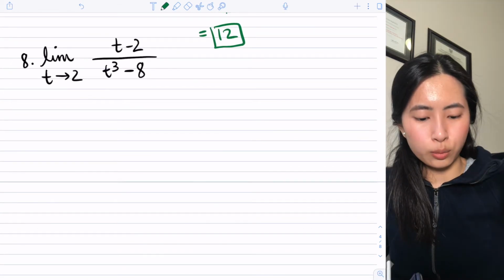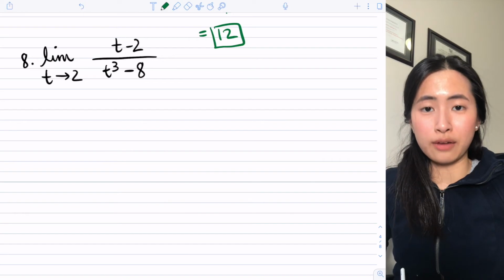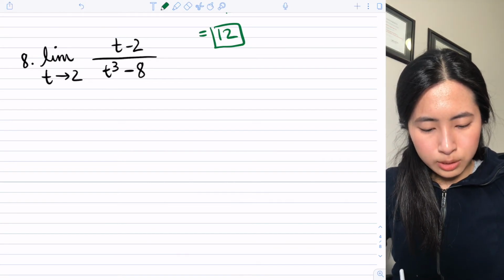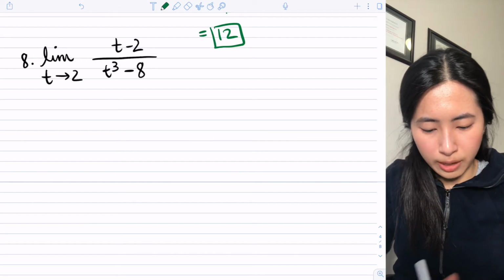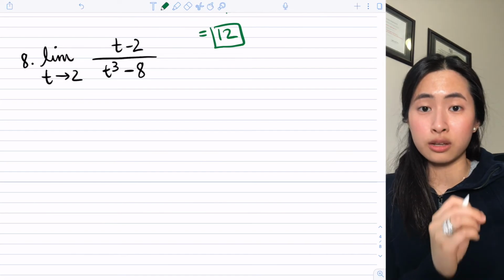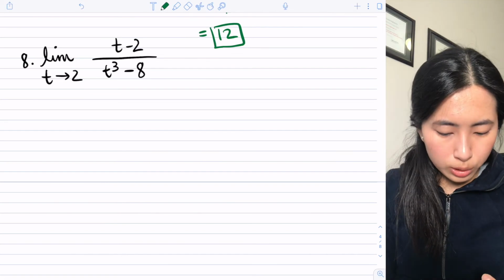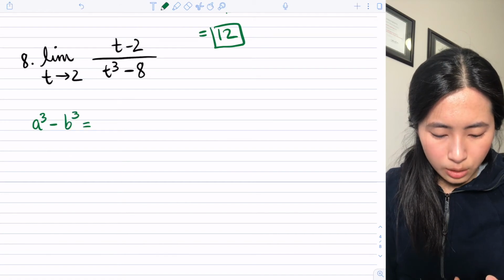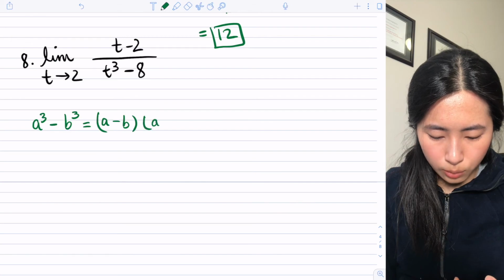Moving on to number 8, we have the limit as t approaches 2 of (t - 2) / (t^3 - 8). The difference between number 7 and number 8 is just by looking at our denominator. This is t^3 - 8, which is actually a difference of cubes. So we would have to apply a^3 - b^3 = (a - b)(a^2 + ab + b^2).